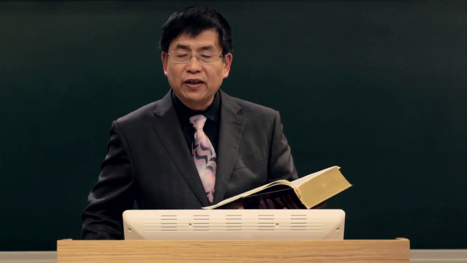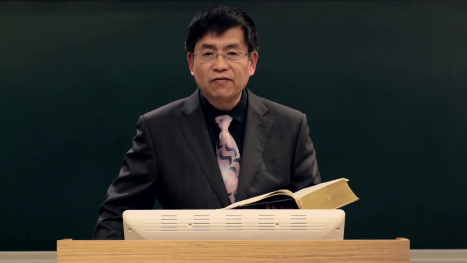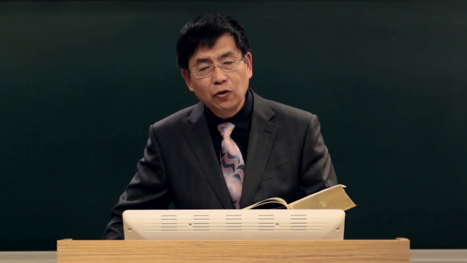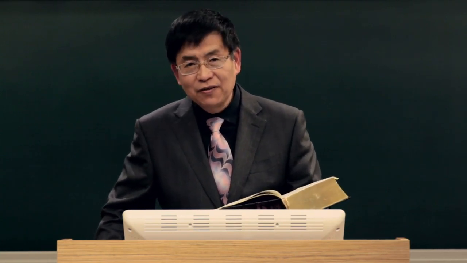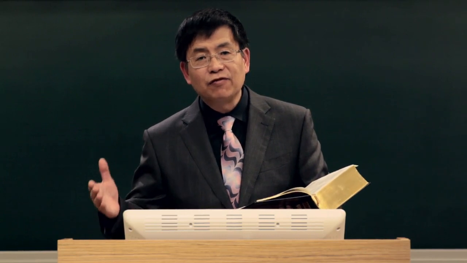Sonnet 73. That time of year thou mayst in me behold, when yellow leaves, or none, or few, do hang upon those boughs which shake against the cold, bare ruined choirs where late the sweet birds sang. In me thou seest the twilight of such day, as after sunset fadeth in the west, which by and by black night doth take away, death's second self that seals up all in rest. In me thou seest the glowing of such fire, that on the ashes of his youth doth lie, as the deathbed whereon it must expire, consumed with that which it was nourished by. This thou perceivest, which makes thy love more strong, to love that well which thou must leave ere long.